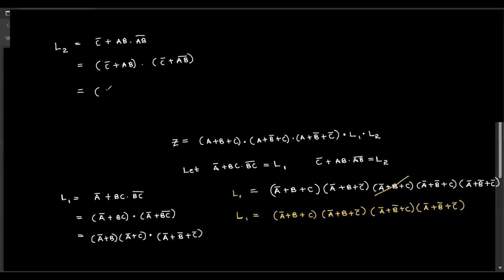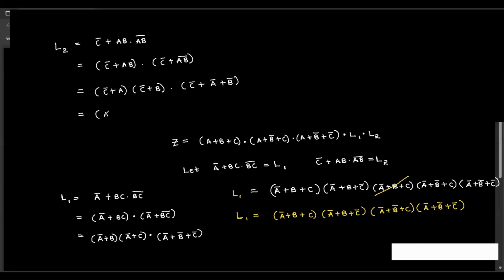And then this can be given as (C bar plus A) into (C bar plus B). Here we are using De Morgan's law. Here I had used the distributive law. Here also I have done the same thing. I'll attach the last video. So this will be equal to A bar plus B bar. Now we can directly write the answer like I did here.